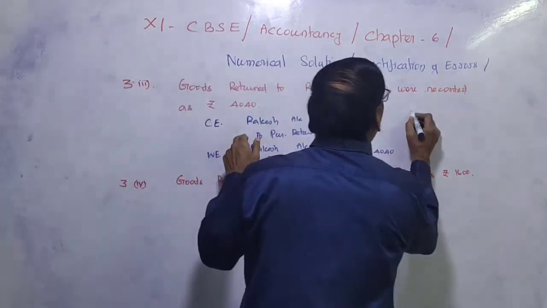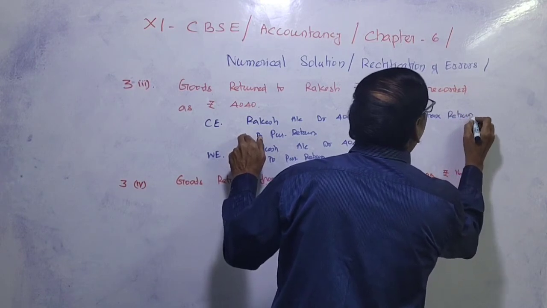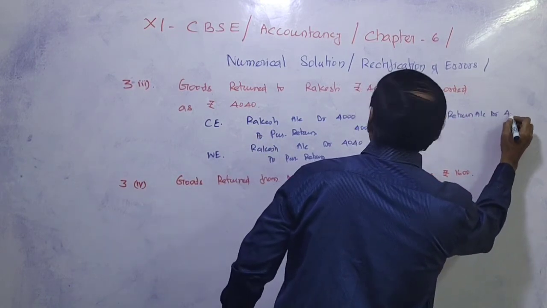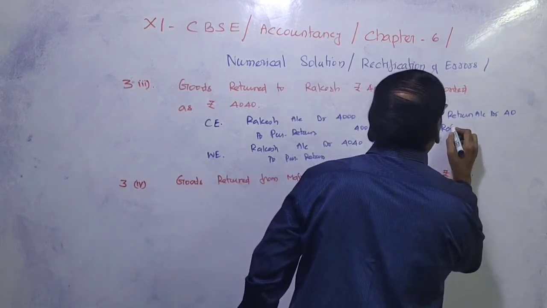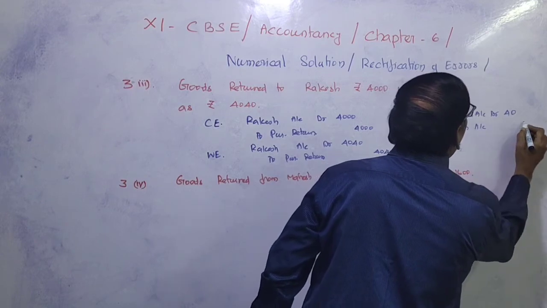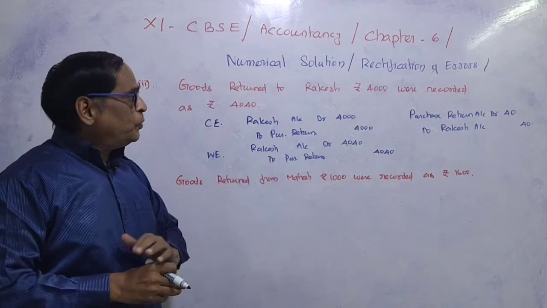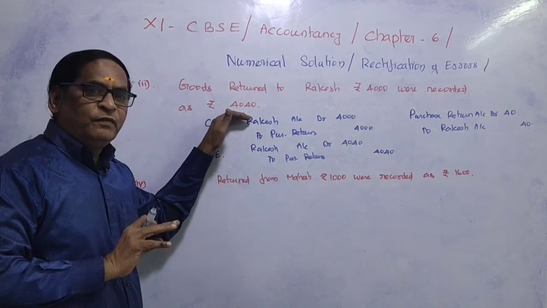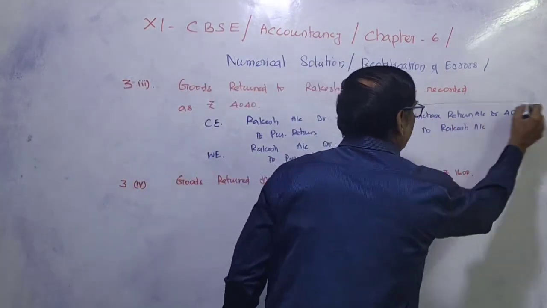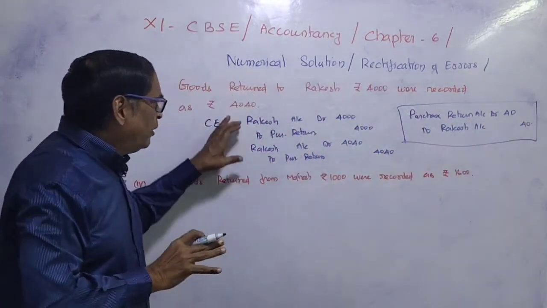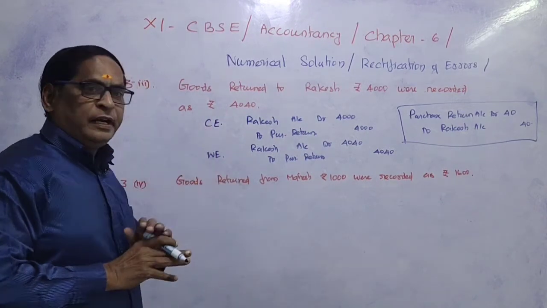So purchase return account debit 40 rupees to Rakesh account, 40. So the narration is: goods returned to Rakesh rupees 4,000 recorded as 4,040 was now rectified. That we have to write. It is sufficient to enter this entry only; you need not enter the other. In order to make you understand, I am writing the correct entry and the wrong entry like that.